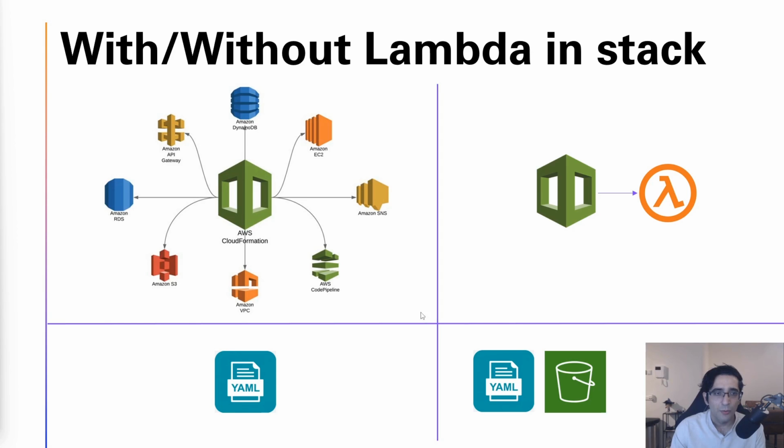So if you are deploying only AWS components, it will result in just a CloudFormation template YAML. And if you're using Lambda code, you will also have an asset bucket. Okay, now that we have that, let's get started with retrieving our Github token.